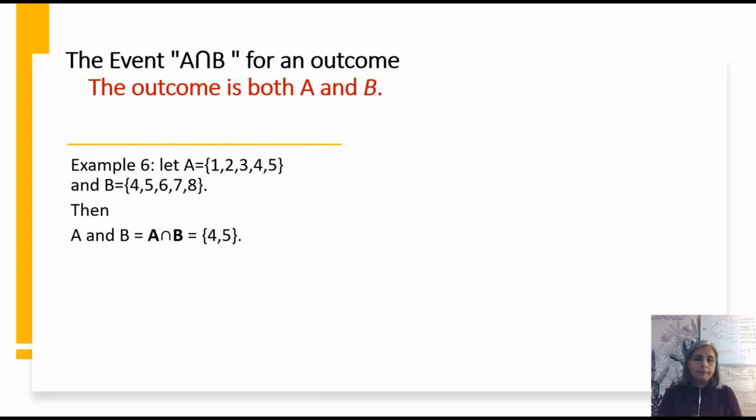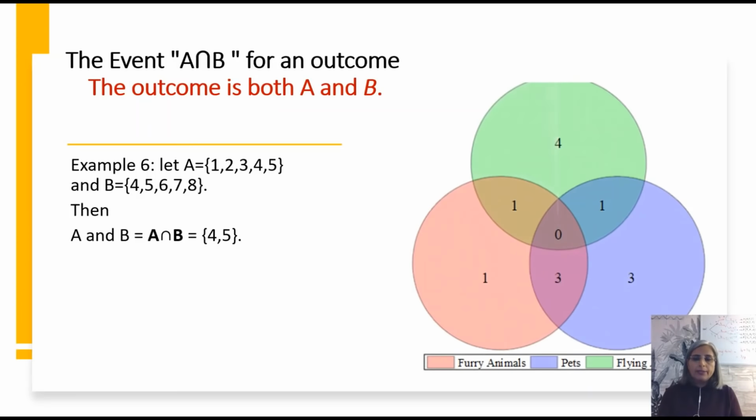And then we go back to our example of our animals, and if we are interested in looking at those number of elements that are flying as well as pets, so they fly as well as they are pets, then we have to look at the animals that are occurring both in the green and the purple section. Now, how many numbers do you see that are common to the green and the purple section? I'm sure you said 0 and 1.